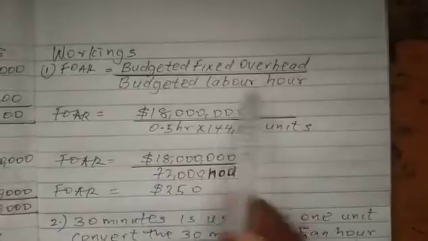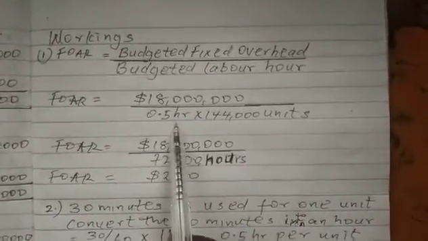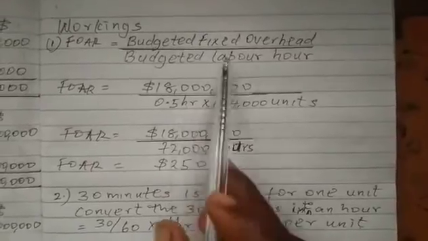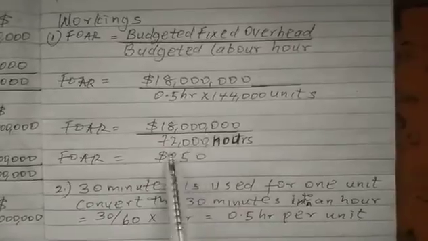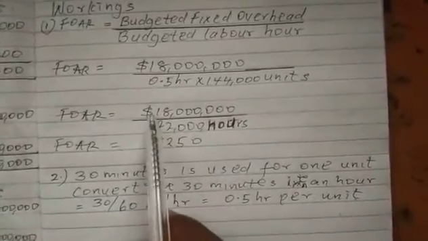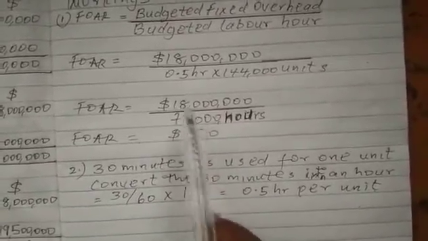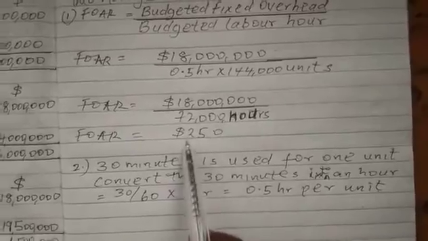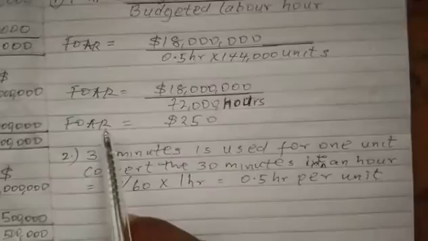Budgeted labor hour: you have 0.5 hour per unit. How many units was budgeted for? 144,000 units multiplied by each other, you have 72,000 hours. And what's your budgeted fixed overhead? That is 18 million, as we have shown in the question. Divided with each other, you have $250. That's our fixed overhead absorption rate.